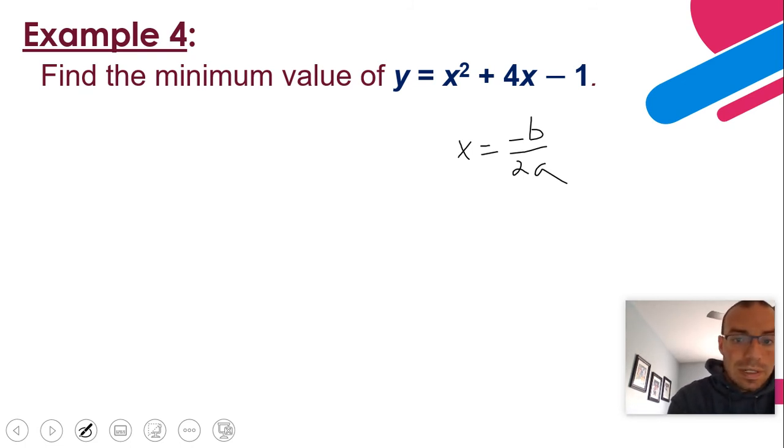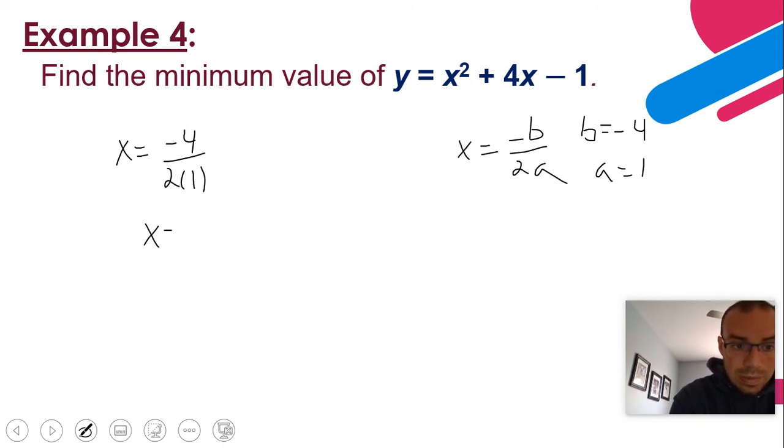So my b term here is 4, and my a term is 1. So x is equal to negative 4 over 2 times 1. X is equal to negative 2.